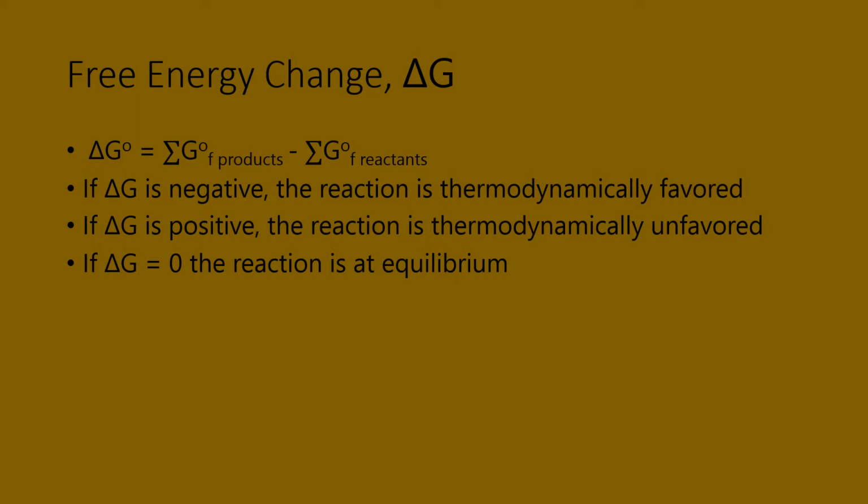The free energy change is the change in Gibbs free energy of the products minus that of the reactants. If delta G is negative, the reaction is thermodynamically favored. If delta G is positive, the reaction is thermodynamically unfavored. If delta G is 0, then the reaction is in equilibrium. So if it's negative, it's favored; if it's positive, it's unfavored; and if it's 0, it is in equilibrium.